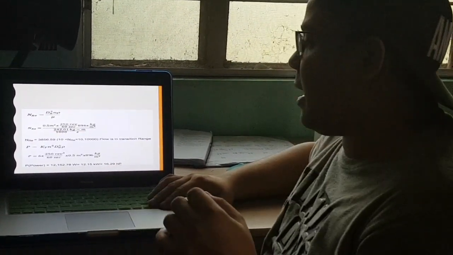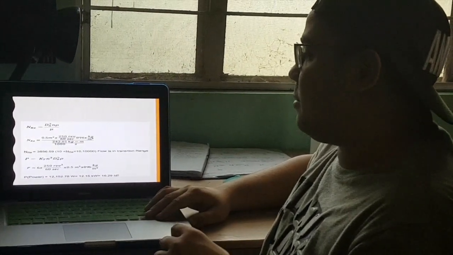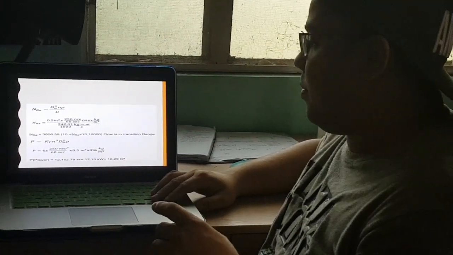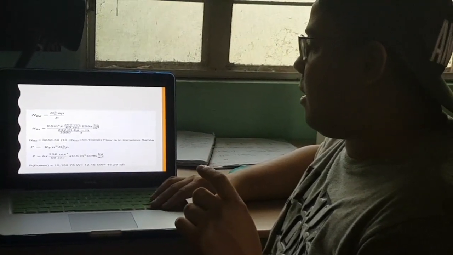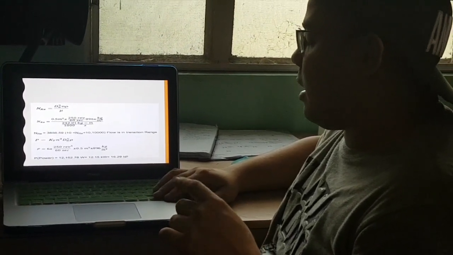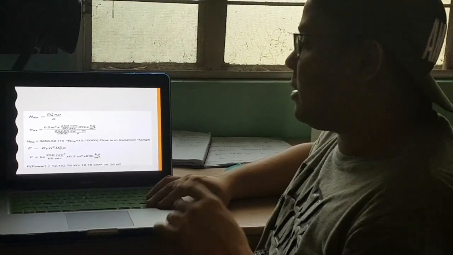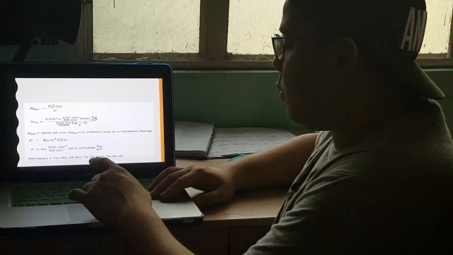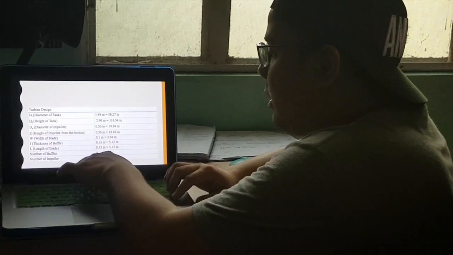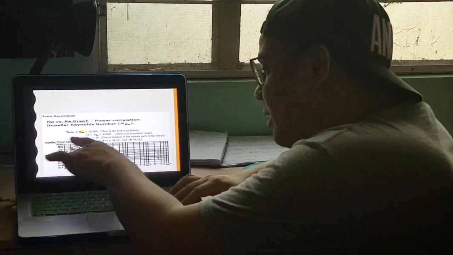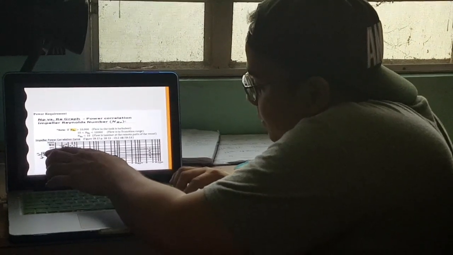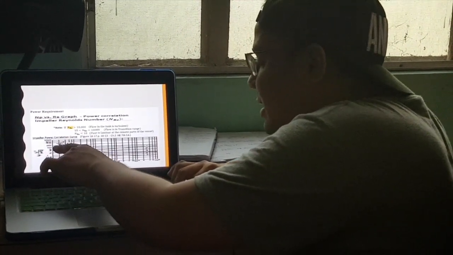So the power design is equal to KT times the N, the RPM, times the impeller diameter raised to the fifth, times the density. Getting the NP, we classify this as a six-blade disc turbine, so we can see in the graph that we get 6 as the NP.